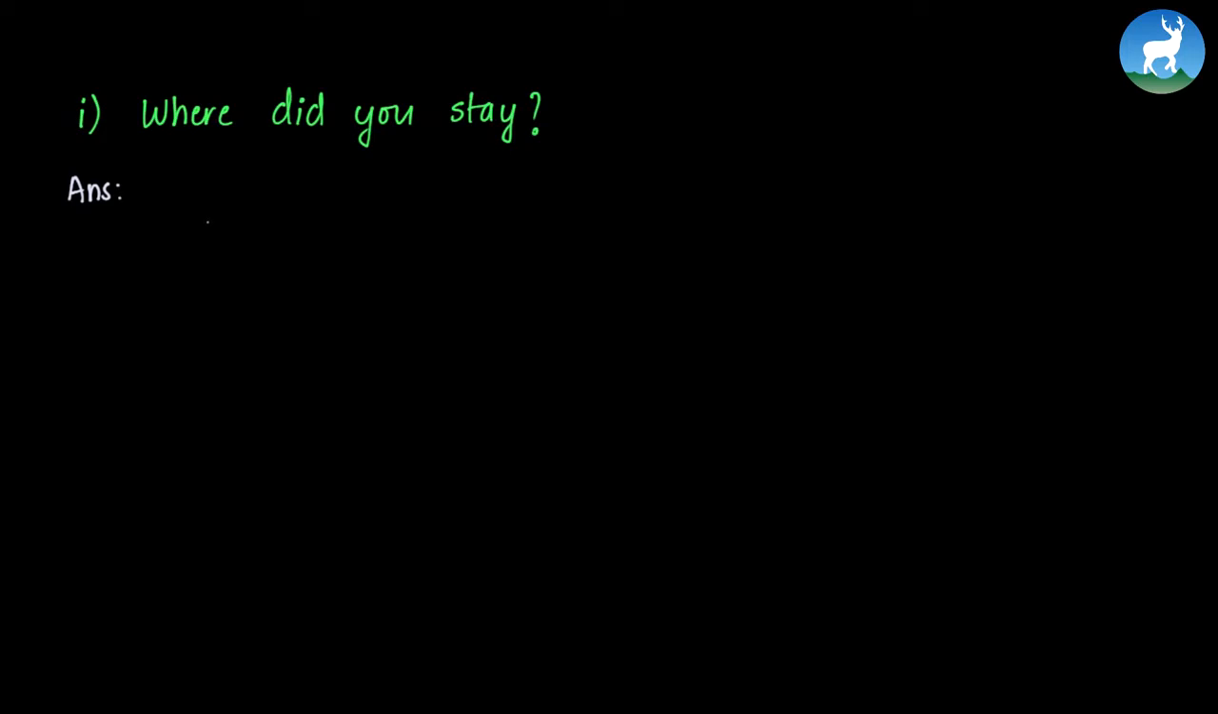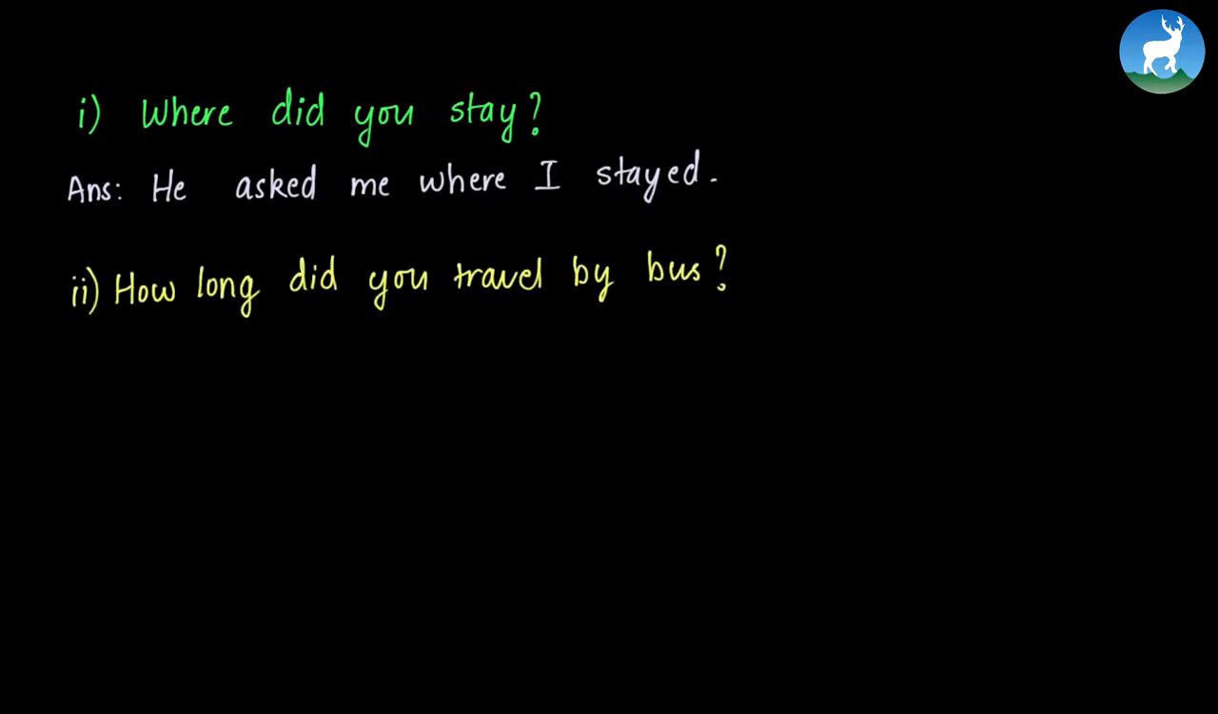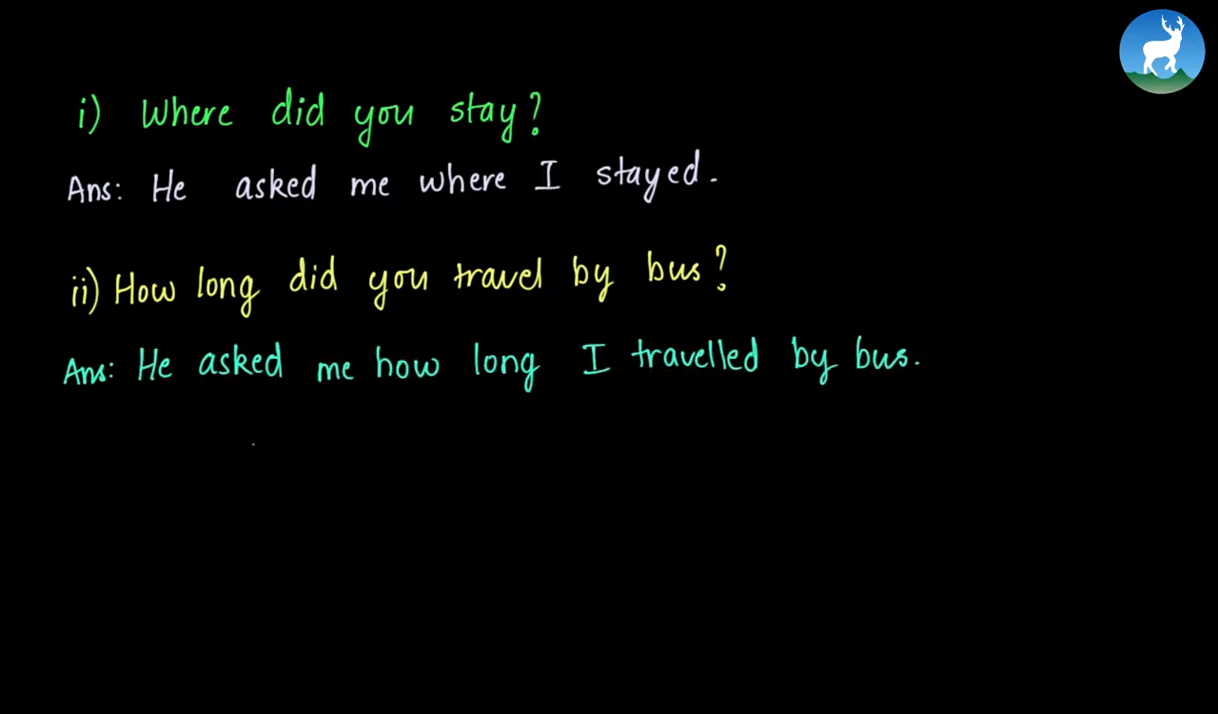The first one is, where did you stay? Now this is a WH question. So we have the structure ask plus question word plus clause. So we can say, he asked me where I stayed. How long did you travel by bus? So this again does not fall in yes or no question. It falls under the WH questions. So we have again ask plus question word plus clause. So the reported speech becomes, he asked me how long I traveled by bus.